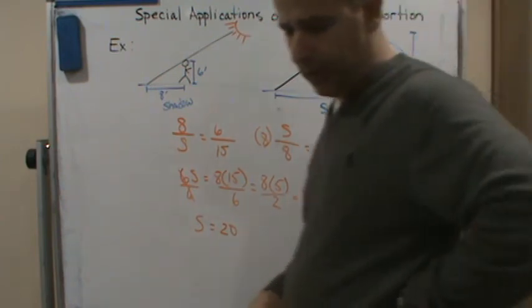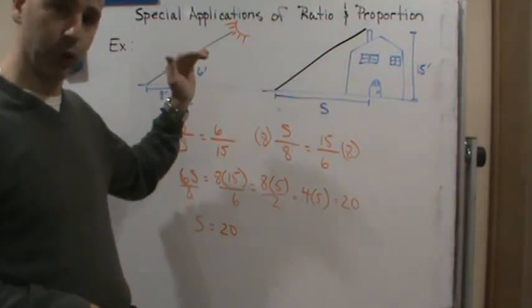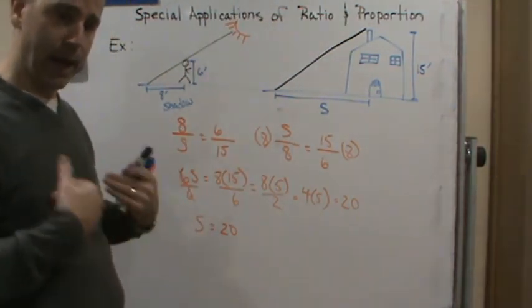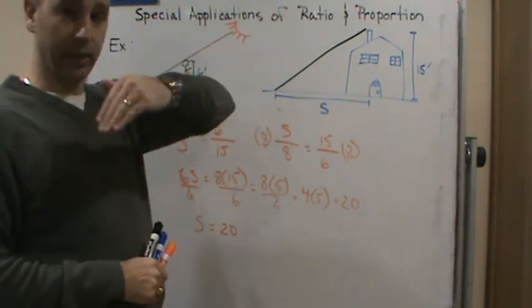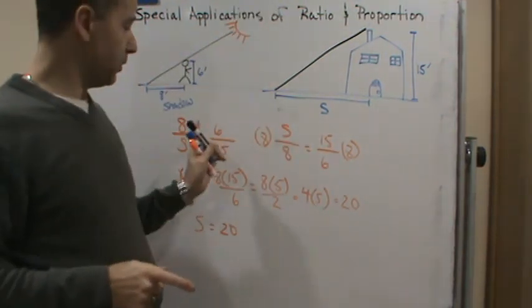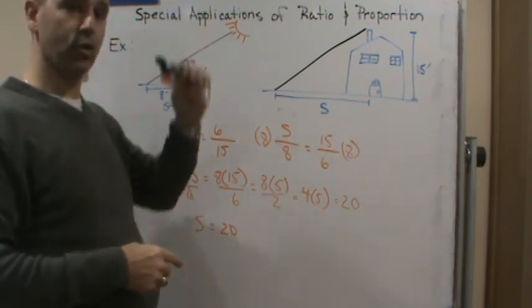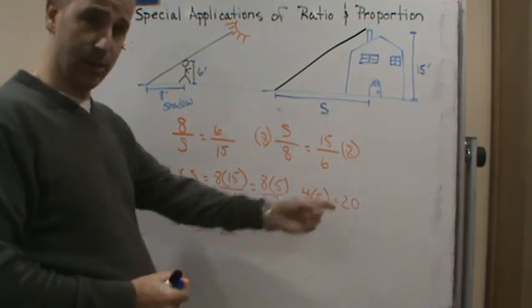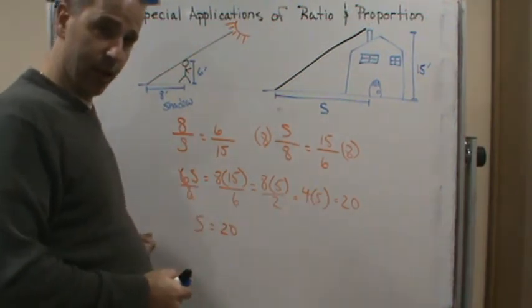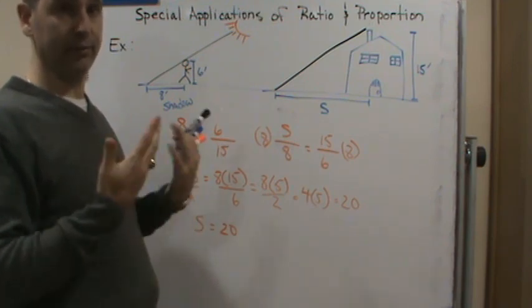So again, for example, if I wanted to estimate the height of a tree, right, I could use my shadow and my height and the shadow of the tree and do similar triangles and use a proportion to estimate the height of the tree without actually measuring it. Okay, because it's a lot easier to measure the length of the shadow of a tree than it is to measure the height of the tree.